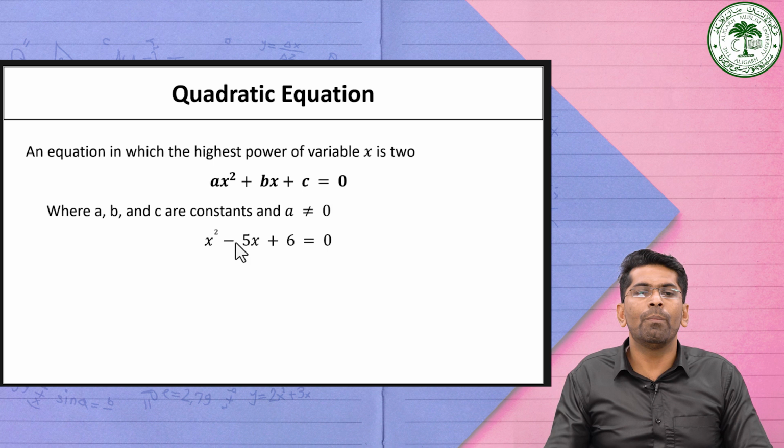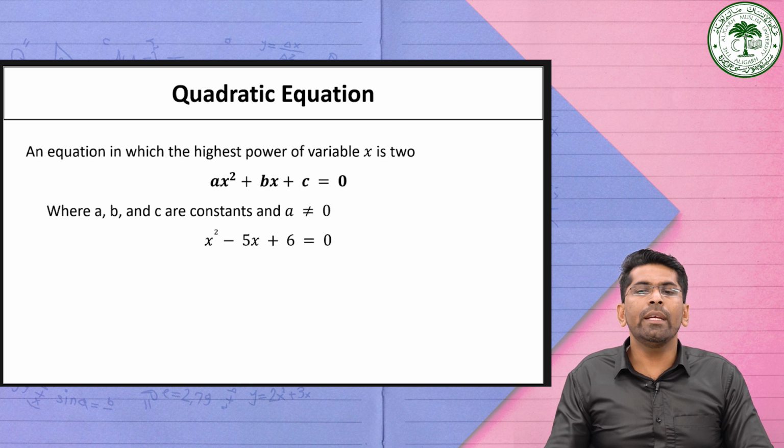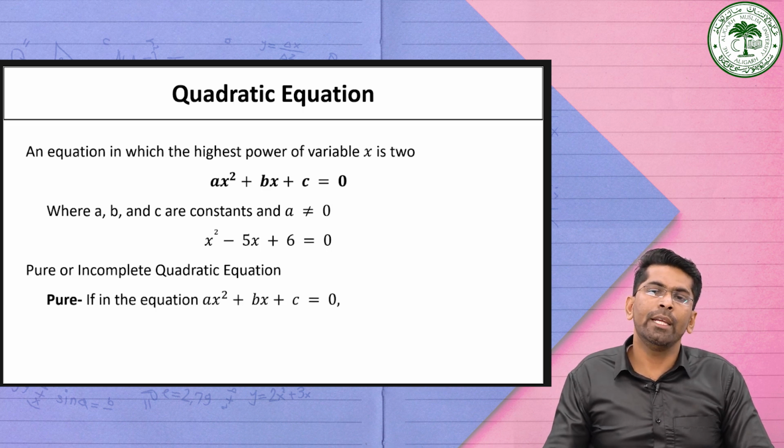x square minus 5x plus 6 is equal to 0. It is a quadratic equation because this is in the form of ax square plus bx plus c, which is equal to 0. See, the quadratic equation may be a pure or incomplete quadratic equation. It may be a pure quadratic equation or may be an incomplete quadratic equation. In the case of a pure quadratic equation, see, this is the equation.